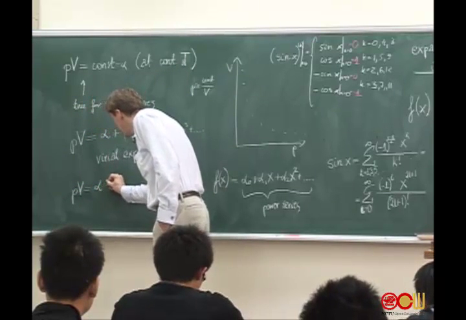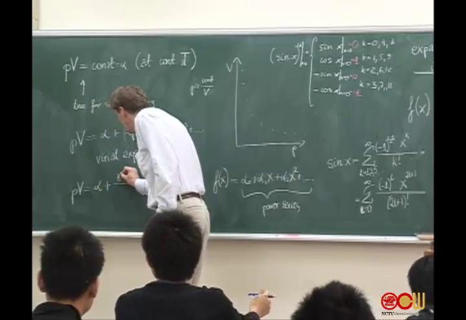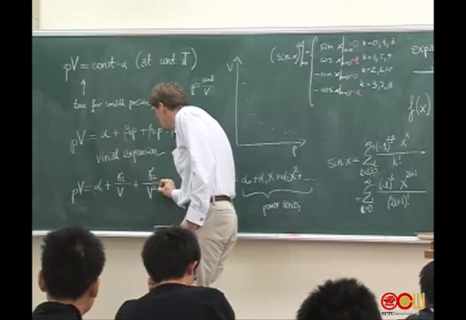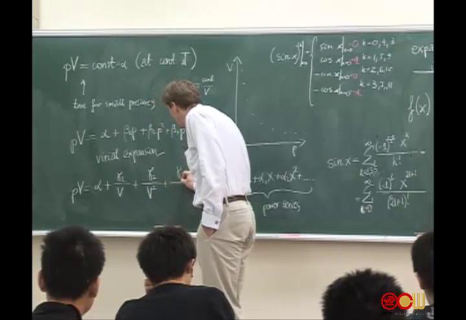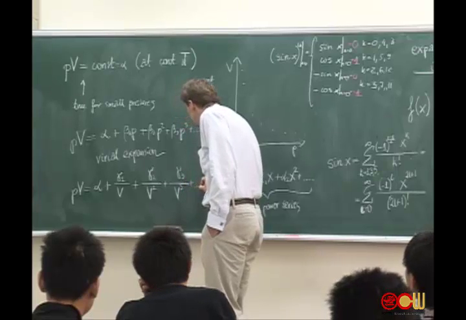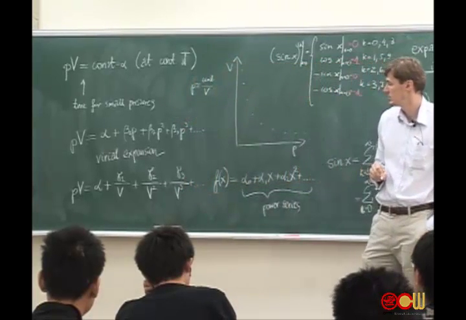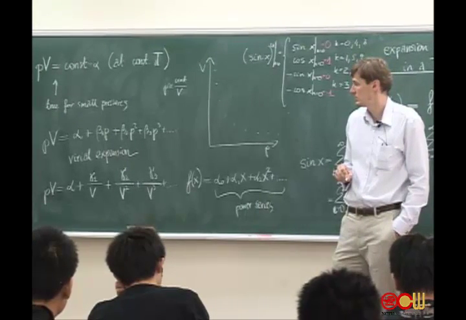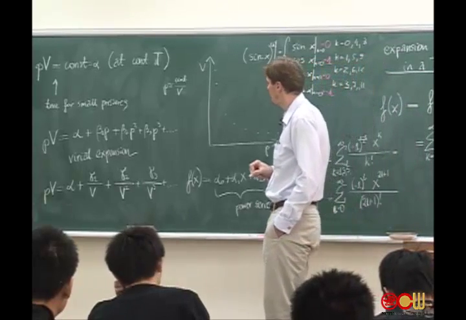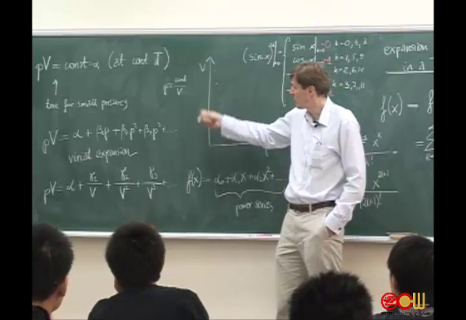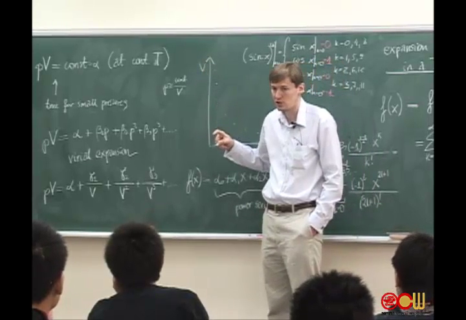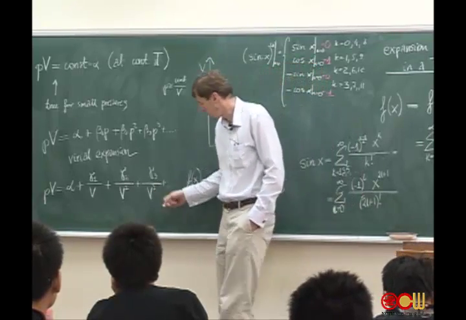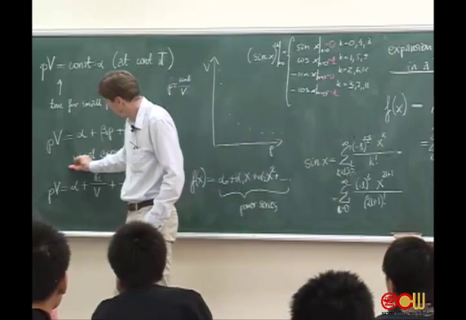Another way of putting the virial expansion would be writing it in this form: alpha plus gamma 1 over V plus gamma 2 over V squared plus gamma 3 over V cubed plus so on. And in fact, since the experiment usually is changing pressure and measuring volume, not changing volume and measuring pressure, rather changing pressure and measuring the change in volume, this form is the preferred form for the virial expansion.